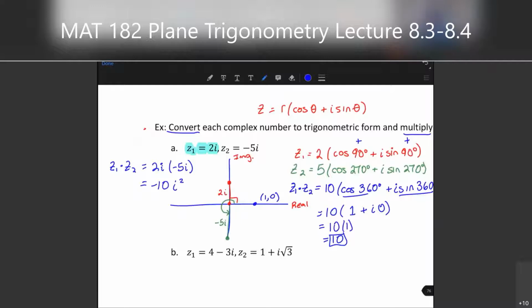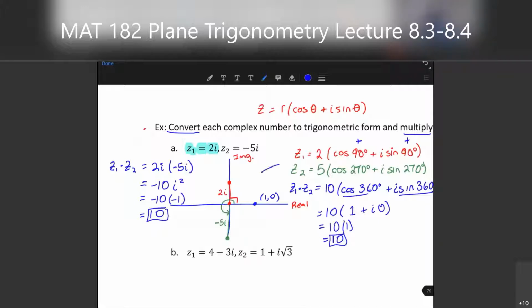I squared would be negative 1, right? So we got negative 10 times negative 1, which in fact gives us 10. So either way we go about it in this problem, and really every problem, if we do the algebra correctly, we'll get back to the same solution.